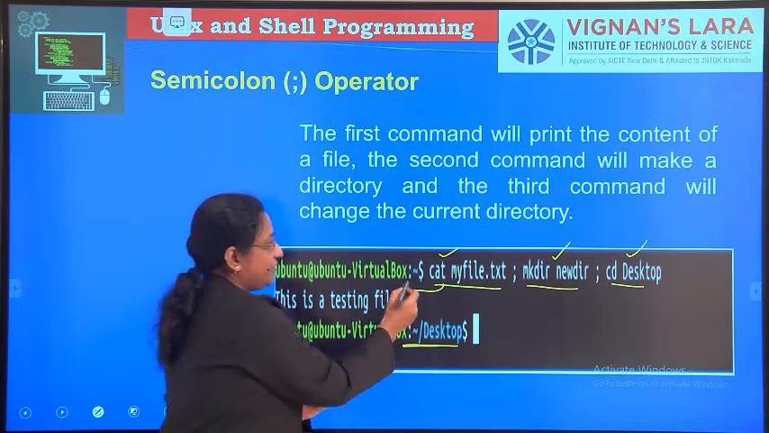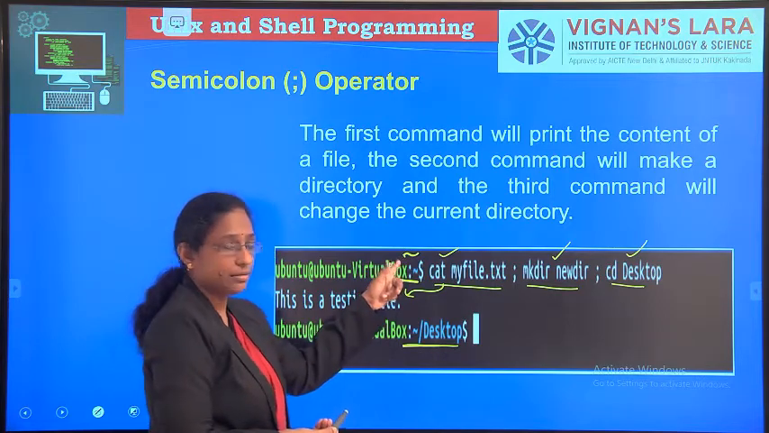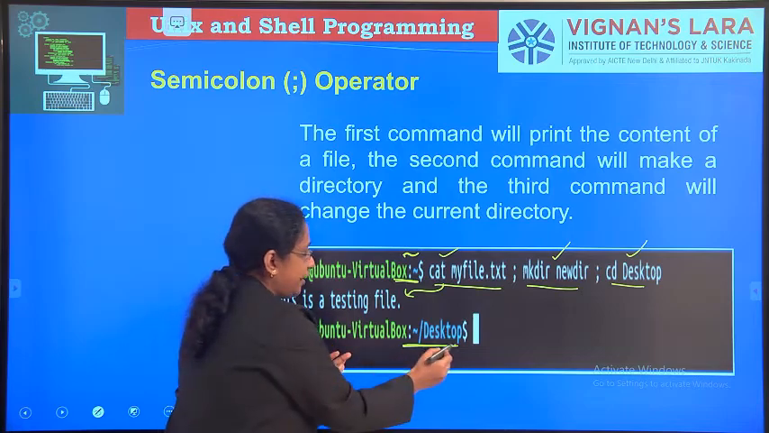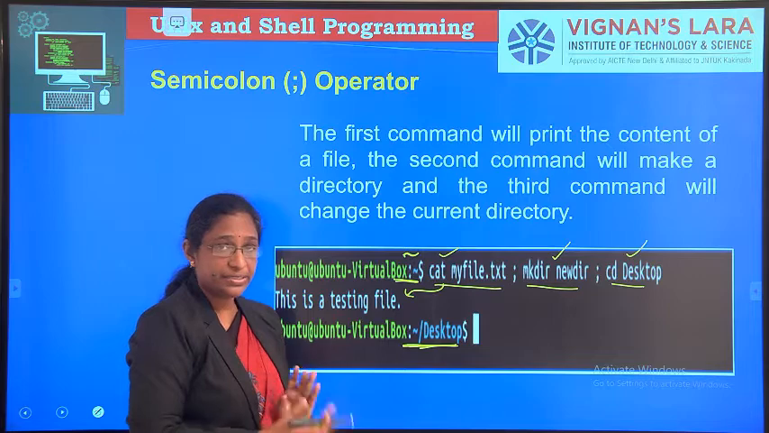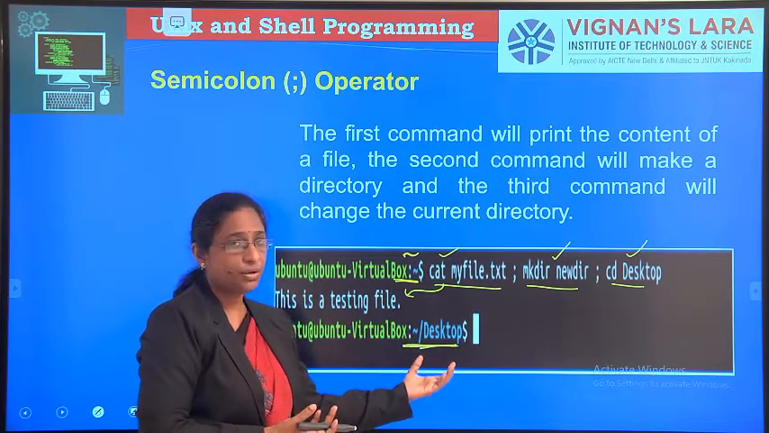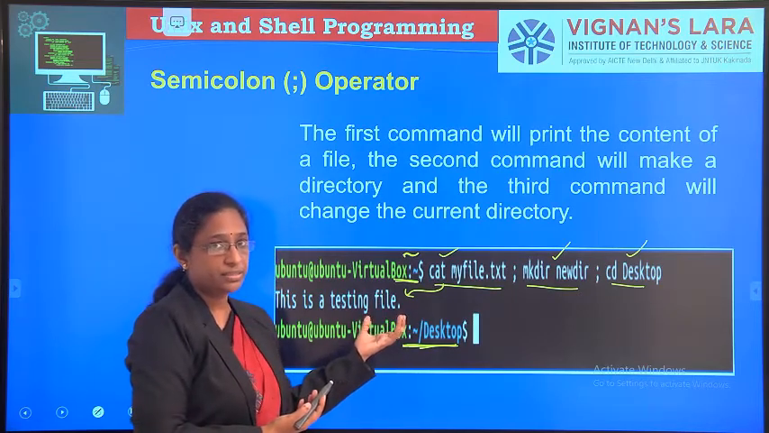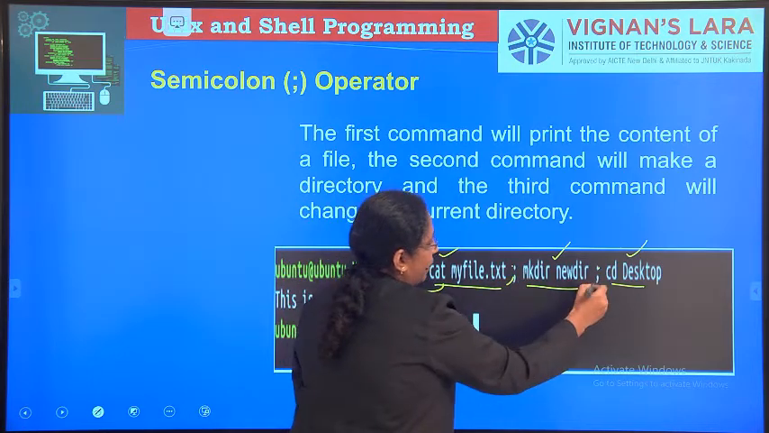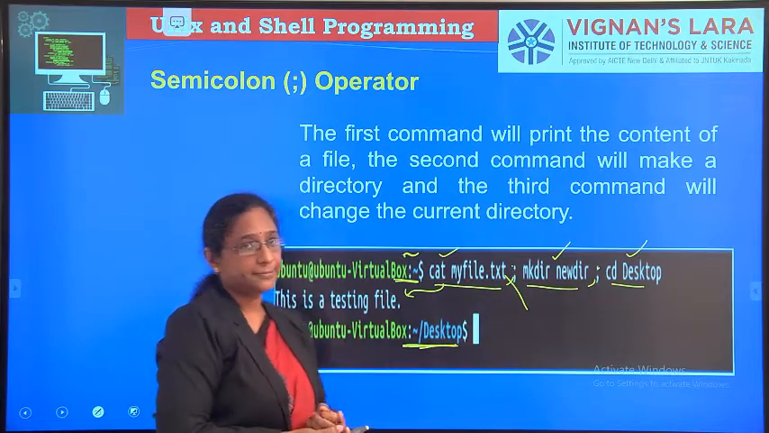Previously, the directory was still this one. But since you have changed it to the directory Desktop, that is why you now see Desktop and the cursor symbol. That means that presently you are in the directory called Desktop. So that is the first operator, the semicolon operator, where the commands are separated by a semicolon. The failure of one command does not affect the second command.